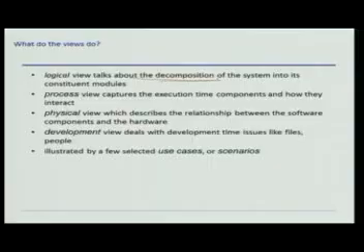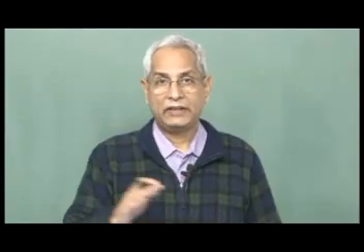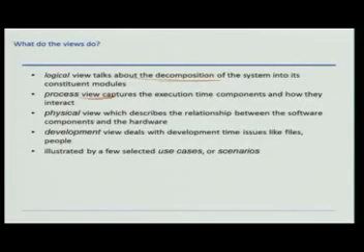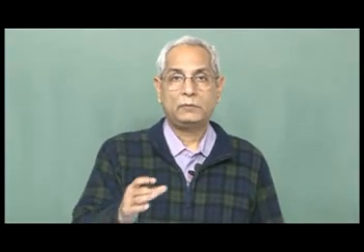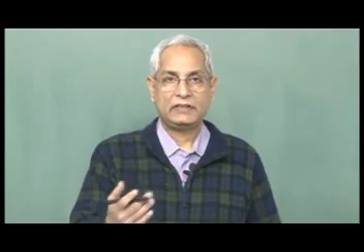The physical view describes the runtime components and on what kinds of hardware, on which computer system, each one of those components is deployed. It is basically a deployment view. And the development view talks about which component is sitting on what file, what is the name of the file, and which team is developing, sitting where, what kind of subsystem, and so on. That is the development view.